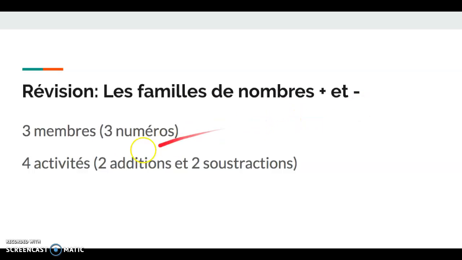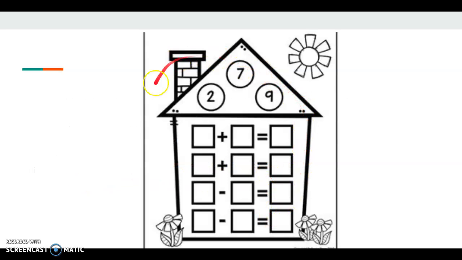And so if you remember, each family has three members in it. Three numbers, and they like to do four activities together, and it's always two additions and two subtractions. So here we have a family of numbers, and here we're going to put the four activities they do together. Again, the two additions and the two subtractions.